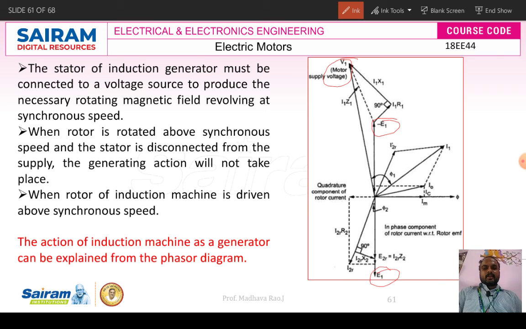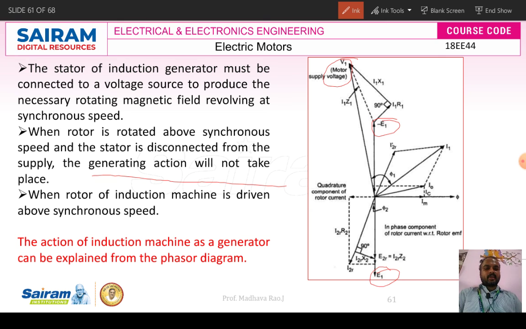When the rotor is rotating above the synchronous speed but the stator is disconnected from the supply, the generator action will not take place. When the rotor of the induction motor is driven above the synchronous speed with the stator connected, it takes generator action. The action of the induction motor as an induction generator can be explained from the phasor diagram.